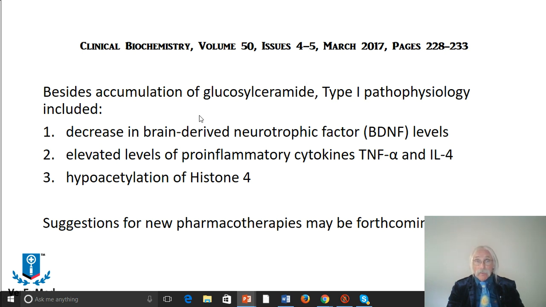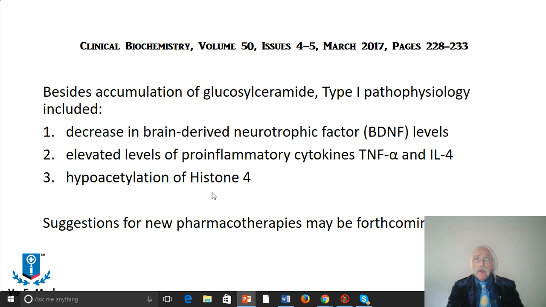Now, let's take a look at some more of the summary of this, because it's a very short talk today. Besides the accumulation of glucosylceramide, which is what happens with type 1 Gaucher's pathology, there is, according to this paper, a new report of a decrease in BDNF, which again is going to decrease the amount of neural growth, right? Synaptic connections are going to suffer when you have lower levels of BDNF. You're also getting this increased level of pro-inflammatory cytokines, TNF alpha and interleukin-4.